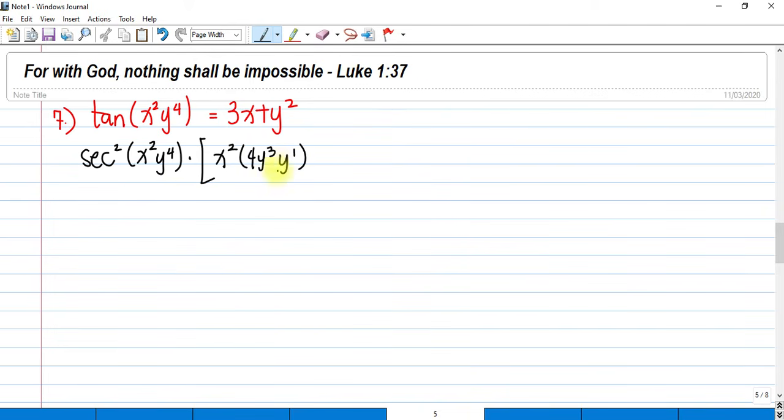We always have y prime because we differentiate with respect to y. That's plus y raised to 4, then the derivative of x squared, which is 2x. This is only the derivative of the left side. And that is equal to 3x, whose derivative is 3, plus y squared, whose derivative is 2y prime.